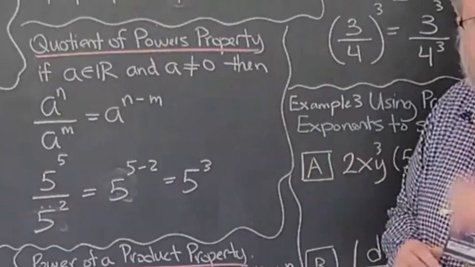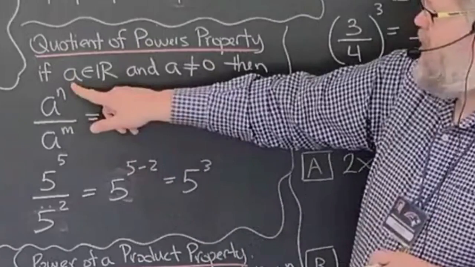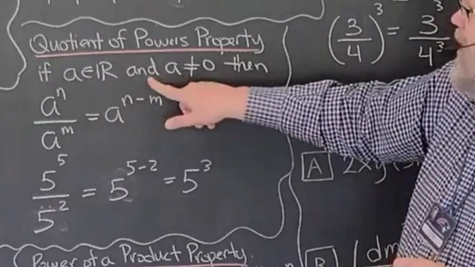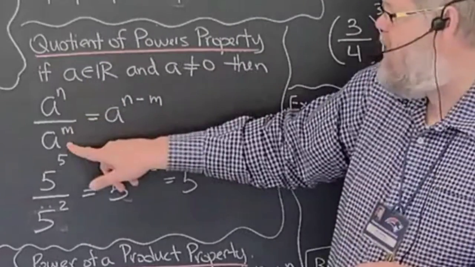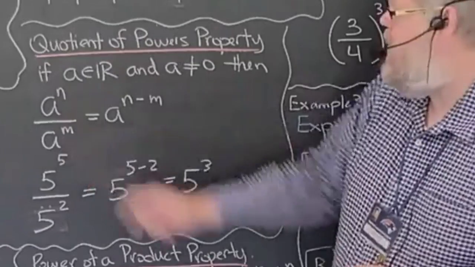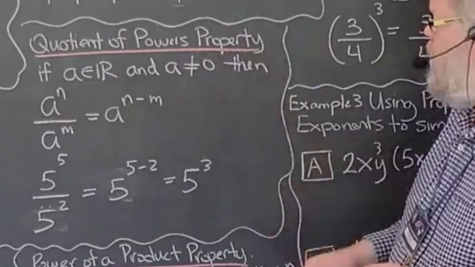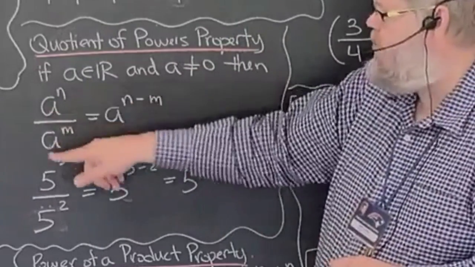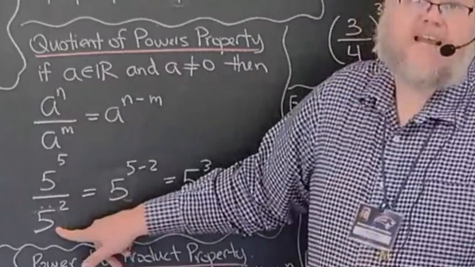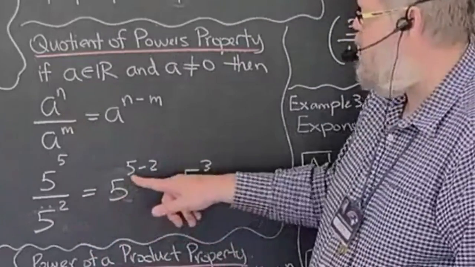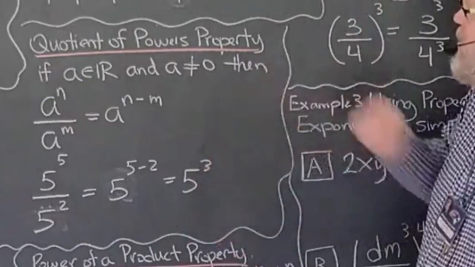Okay? Let's get to the next one. The quotient of powers property. If a is a real number and a is not equal to 0, then a to the n power divided by a to the m power is the same thing as a to the n minus m. And so I can subtract the powers so long as I have the same base of a. Here's 5 to the 5th power divided by 5 to the 2nd power. So this becomes 5 to the 5 minus 2, which is 5 to the 3rd. And that's the quotient of powers property.